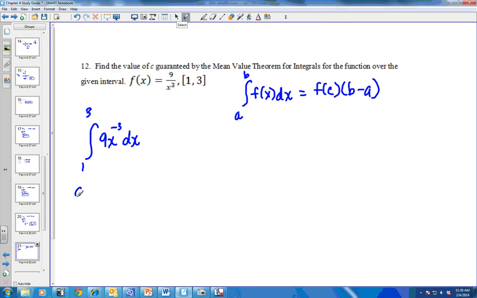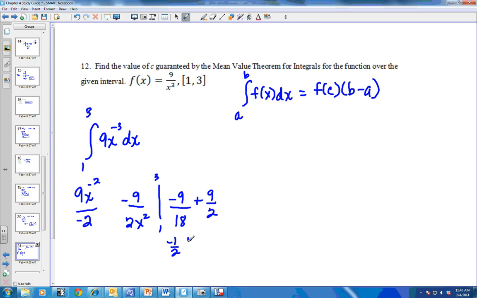Okay, so 9x to the negative 2 over negative 2. So negative 9 halves over x squared from 1 to 3. So that's negative 9 eighteenths minus a negative, so that's plus 9 halves. So that's negative 1 half plus 9 halves. There we go. That's 4. Okay, so this part equals 4.